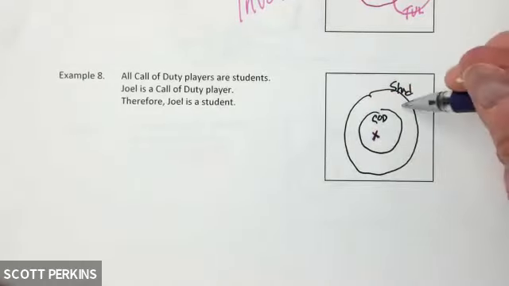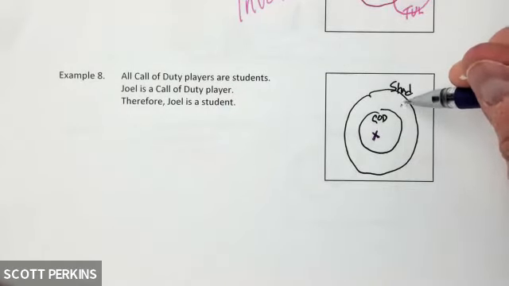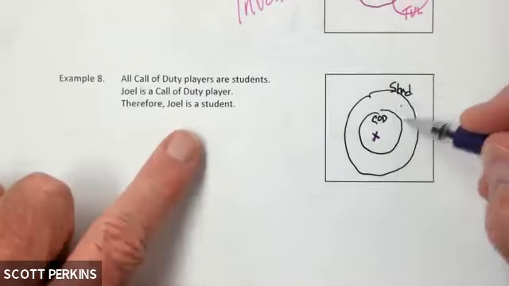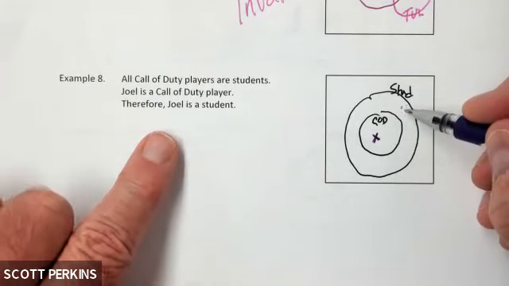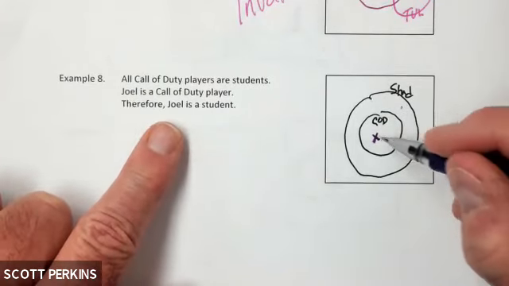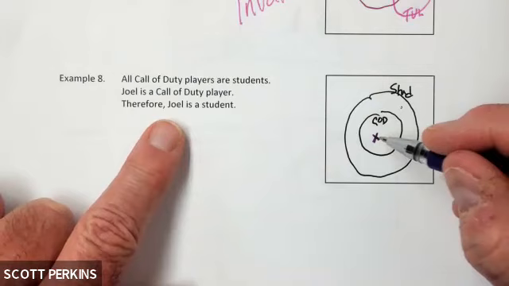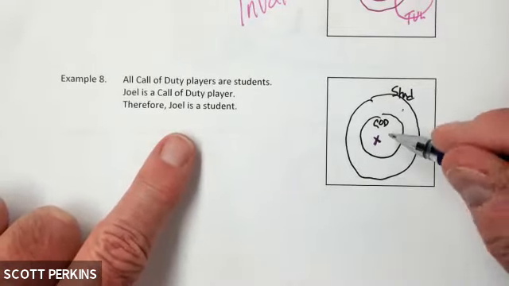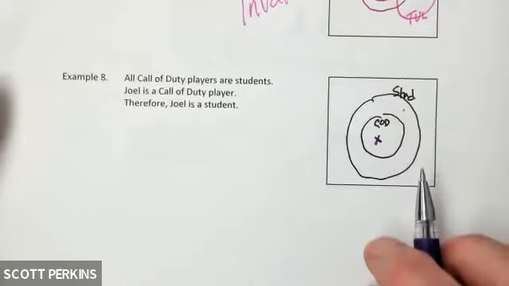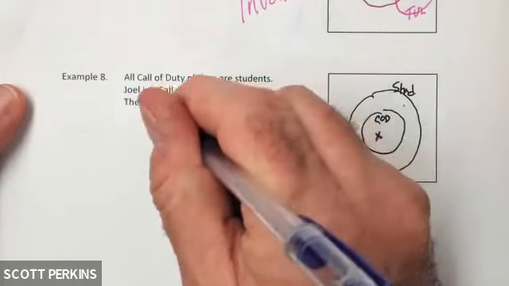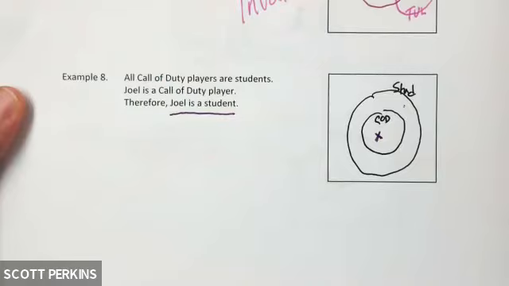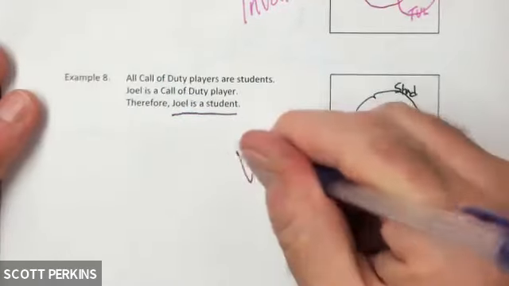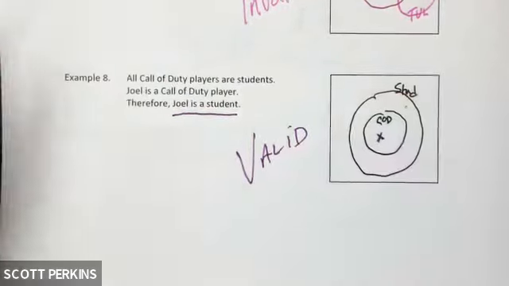Is it possible to put Joel out here? If I put Joel out here, is he a Call of Duty player? No, so he has to go in that circle. Okay, so just making sure I'm illustrating why we're going to say what we're going to say in just a minute. Joel has to go in that circle. He can't go anywhere else. So do I have to then come to the conclusion that Joel is a student? Yes, he is. Okay, so this is a valid argument.